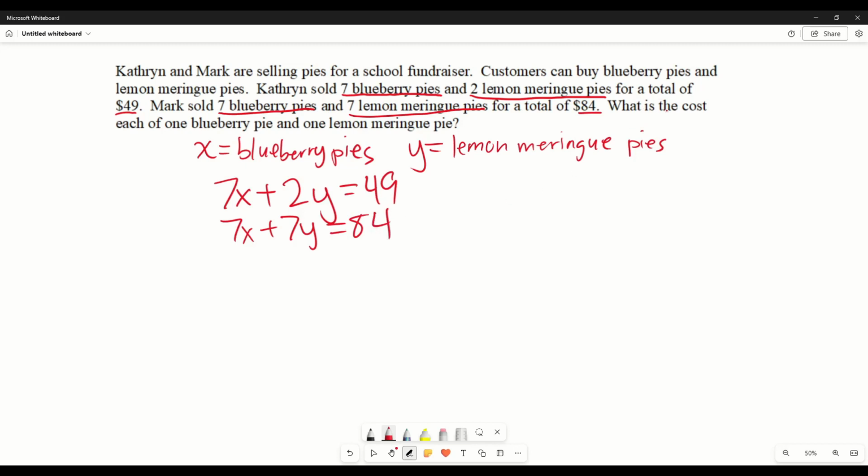Now the question asks what is the cost of one blueberry pie and one meringue pie? So we're basically solving for x and y because we don't know their values, so we label them x and y. The 7 and 2 just tell us how many Captain or Mark sold. Captain sold 2 while Mark sold 7. We only know how much they sold, but we don't know the cost of one pie. That's why we use a system of equations to solve this.